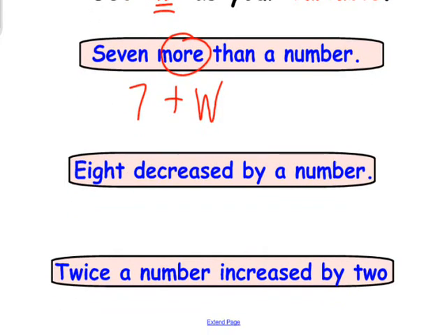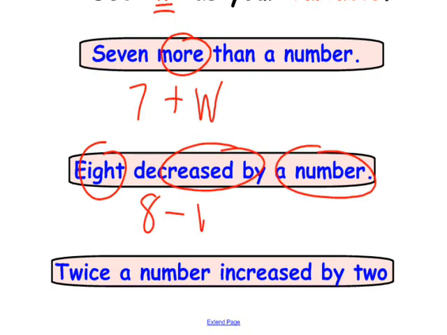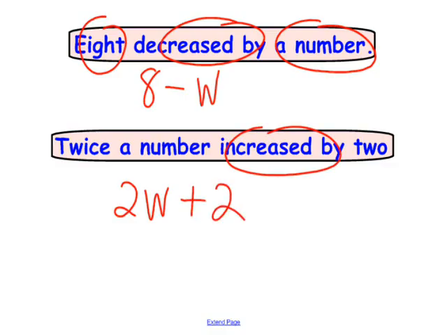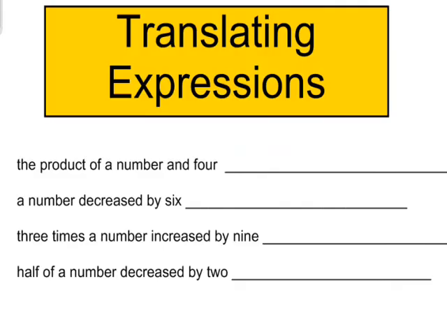8 decreased by a number. So there's 8 decreased by a number. Twice a number increased by 2. So twice a number increased by 2. I could also write this, if I wanted, like that. Let's do a couple more.